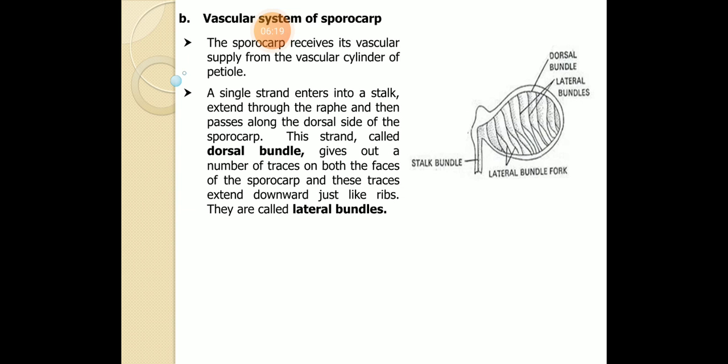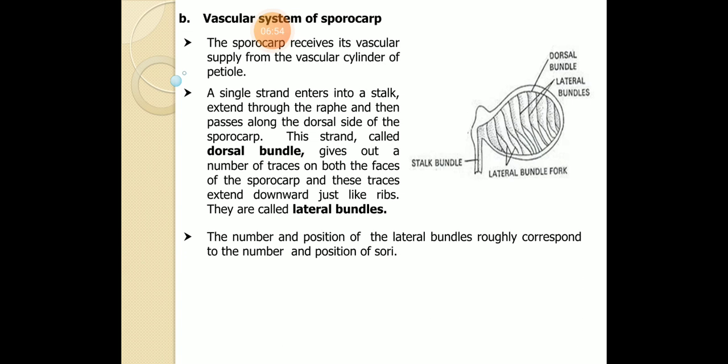tissues. So usually a single strand enters into the stalk, extends to the raphe, and then passes along the dorsal side of the sporocarp. This strand is called the dorsiventral bundle, and it gives out a number of traces on both faces of the sporocarp, and these traces extend downwards to form a specialized structure called the lateral bundles. One is a dorsal bundle and another one is the lateral bundle. In the figure you are looking at, that's the lateral and the dorsal bundle.